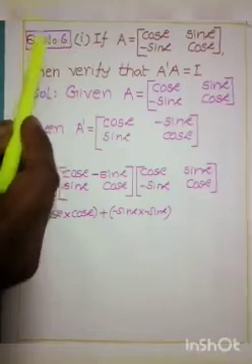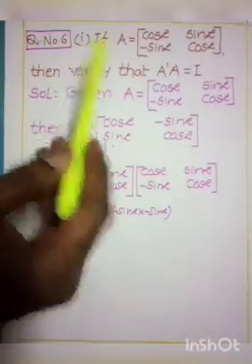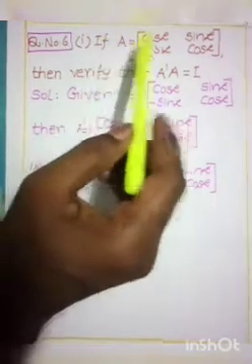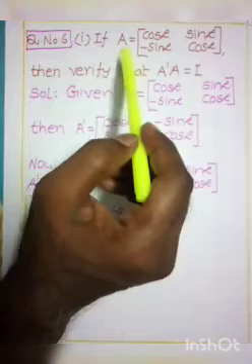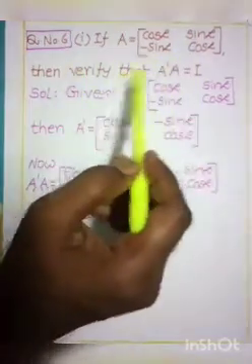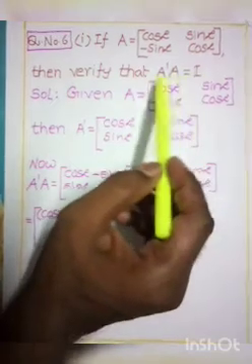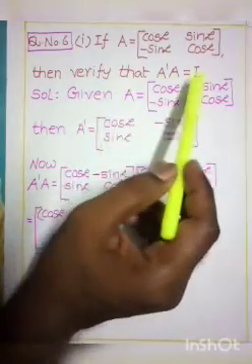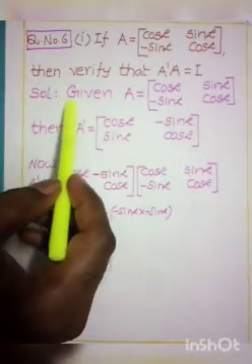Now come to the question number 6. Here the first part of the question number 6 is, if A is equal to matrix cos alpha sin alpha minus sin alpha cos alpha. This is a given matrix A. Then verify that A dash into A is equal to I. We have to verify this statement. Understood the question, my dear children? Right. So come to the solution part.